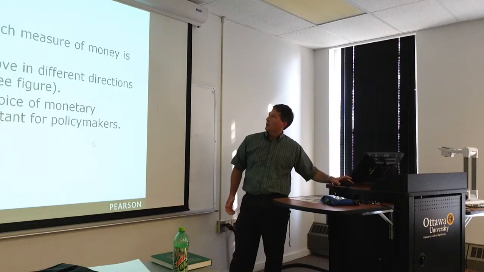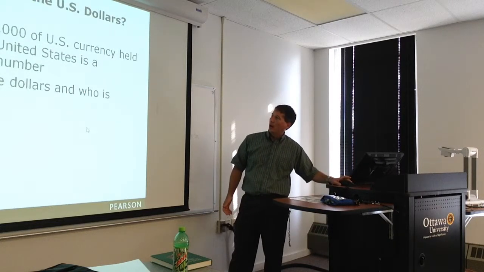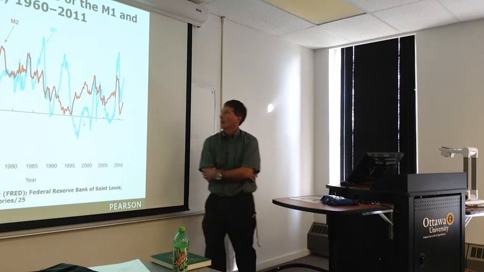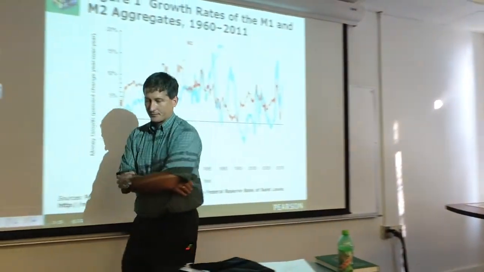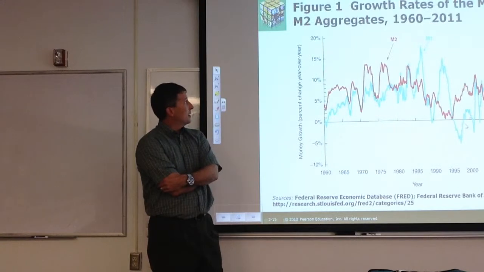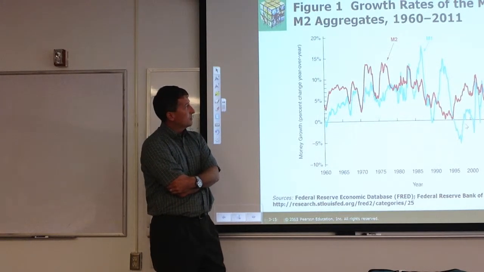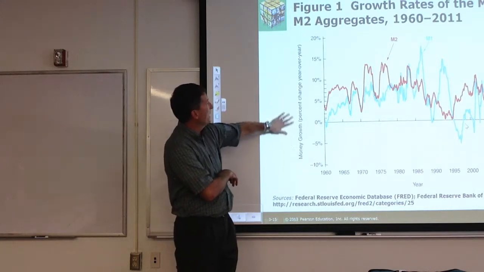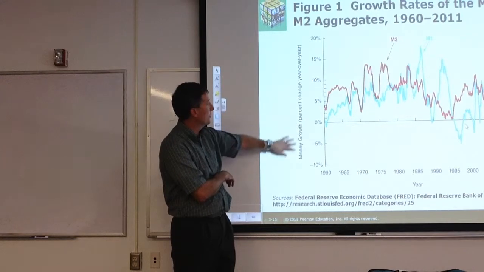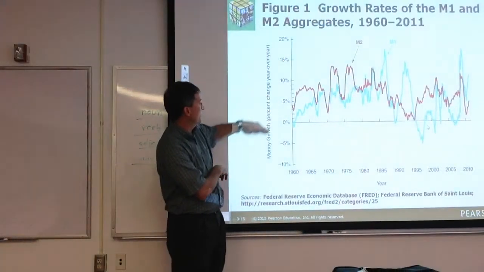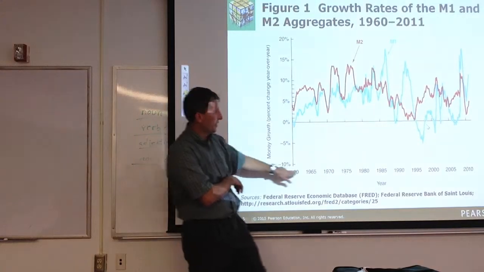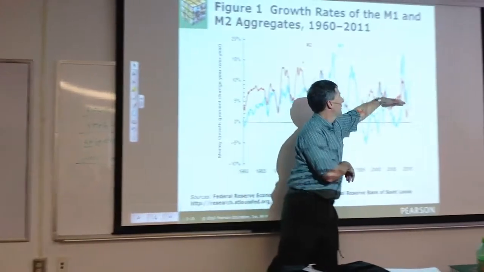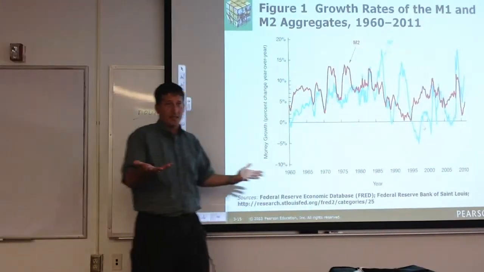Okay, so which one should we watch? I want to go to this figure first. Here's what they look like. Similar. We're measuring money growth, so the growth rate of how much it's growing year after year after year. And in general, there's some sort of line here that's fairly stable.